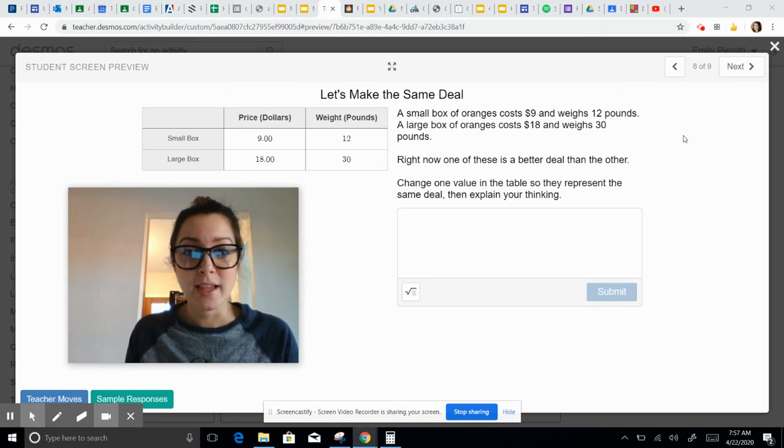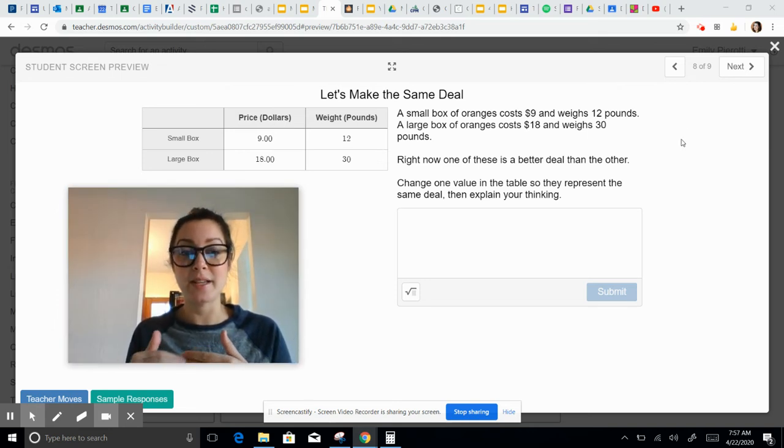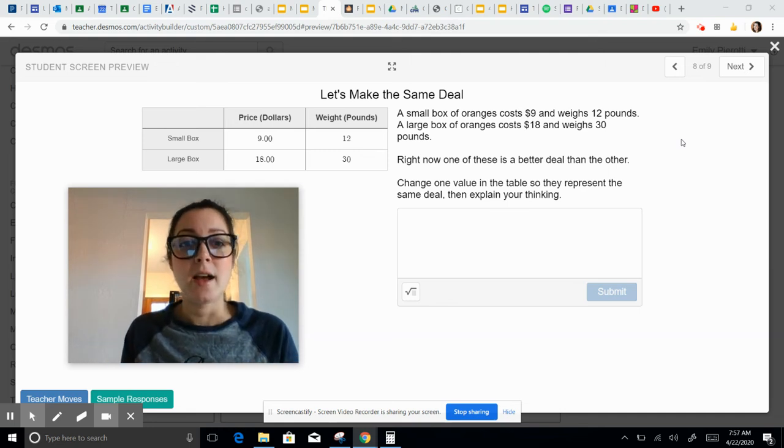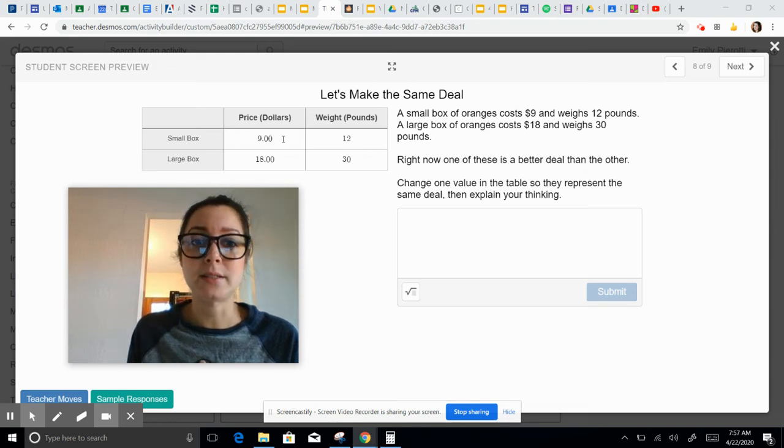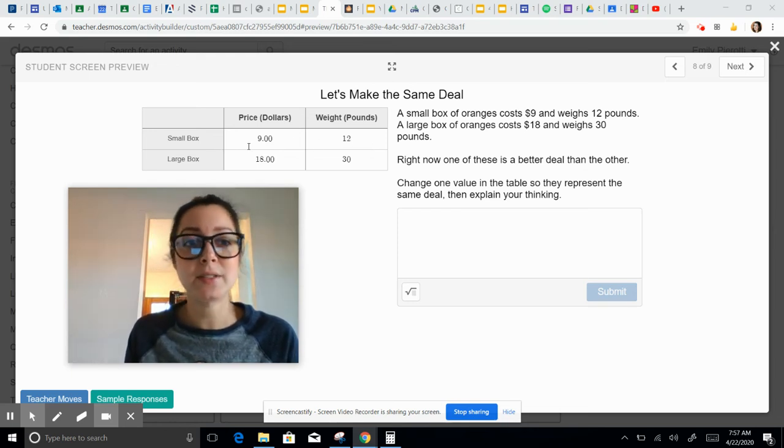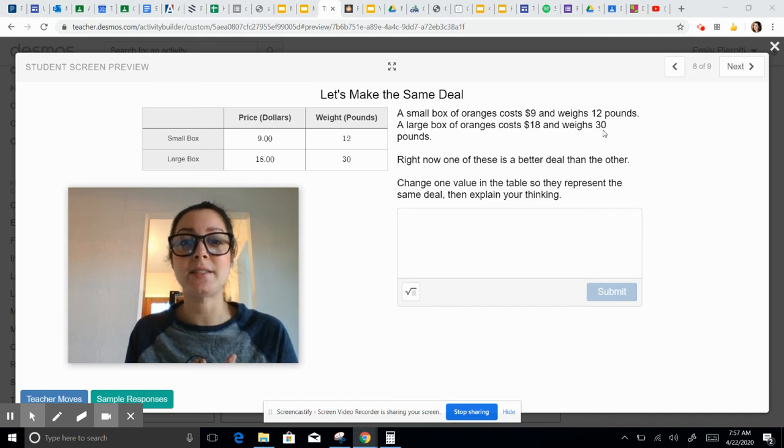Now this is looking at a table. So you're looking at rates in a different way, but it's basically the same kind of problem. Small box is $9 for 12 pounds. Large box is $18 for 30 pounds. So right now, one of these is a better deal than the other. Change one value in the table so that they represent the same deal. That means that you need to change them so that they have the same unit rate, so the same price per pound.